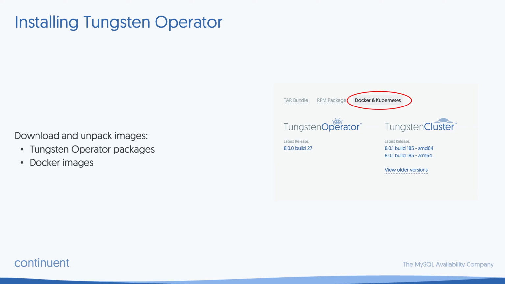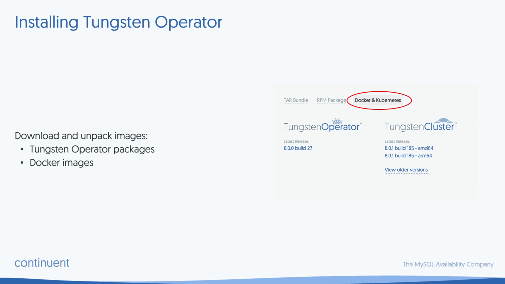So if you head to our website, www.continuant.com, log in with your credentials, and from there you'll be able to access the download portal, which will give you access to the products based on your licenses. From there you can download Tungsten Operator. I'm showing on here the screen, there's a little tab at the top that's circled in red. So you would need to click Docker and Kubernetes.